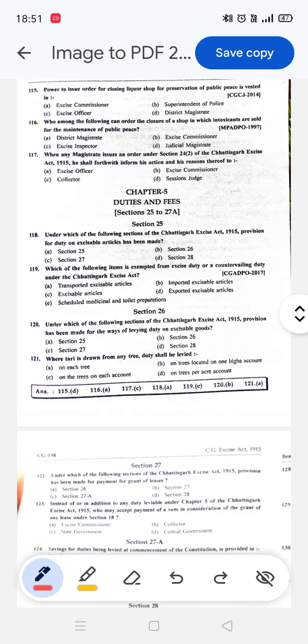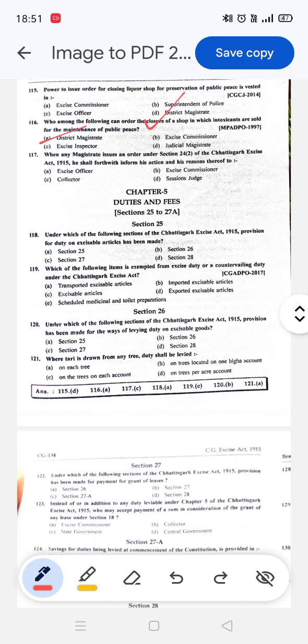Question number 115. Power to issue order for closing a liquor shop for preservation of public peace is vested in the district magistrate. So option D is correct. Question number 116. Who among the following can order the closure of a shop in which intoxicants are sold for the maintenance of peace? So here the district magistrate has the power.